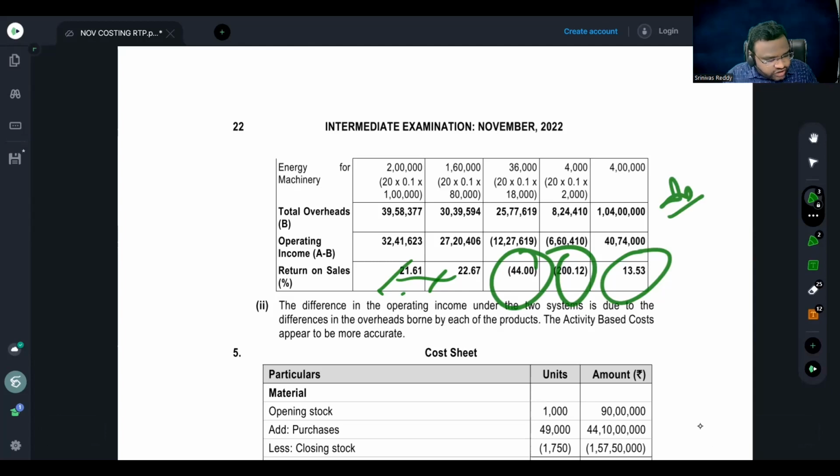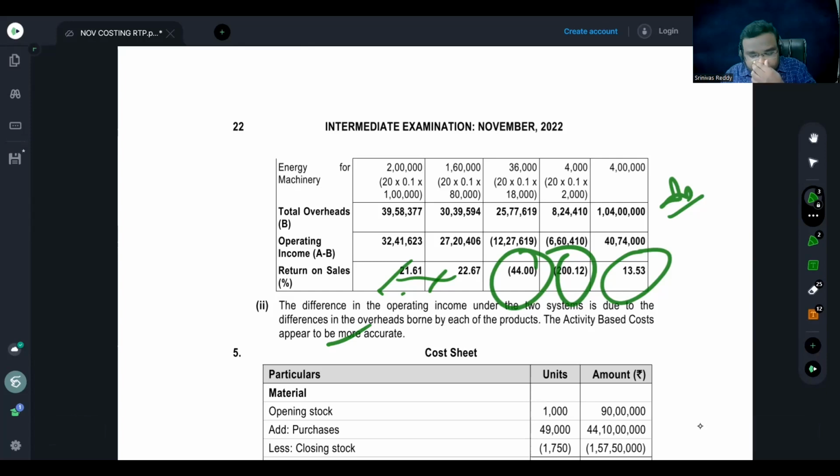State the reasons for different operating income in the traditional income statement and activity-based costing. Simple. Activity-based costing is based on resource consumption. Traditional costing is based on a single overhead rate. So the activity-based costing is to be more appropriate.